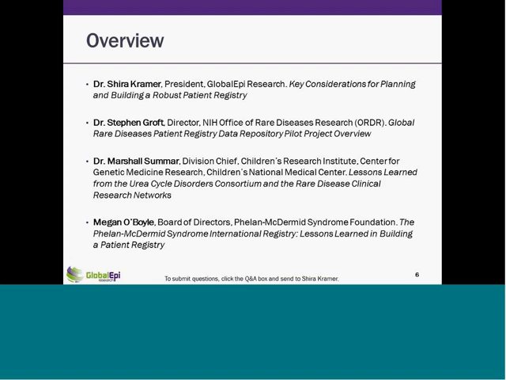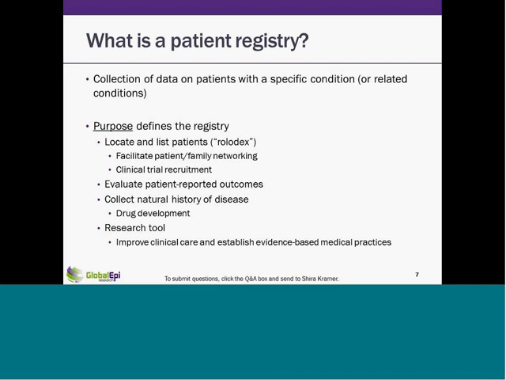We'll then hear from two distinguished scientists, rare disease advocates, Dr. Stephen Groff, the director of the Office of Rare Diseases Research at the National Institutes of Health, and Dr. Marshall Summar, Division Chief at the Center for Genetic Medicine Research at the Children's National Medical Center, who will speak about resources and tools that are available to patient advocacy groups to design registries and natural history studies. And then finally, we'll hear from Megan O'Boyle from the Phelan-McDermid Syndrome Foundation, who'll describe the challenges, successes, and lessons learned in designing and implementing a patient registry.